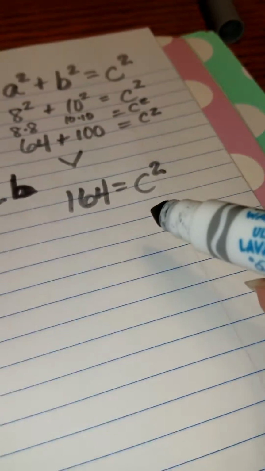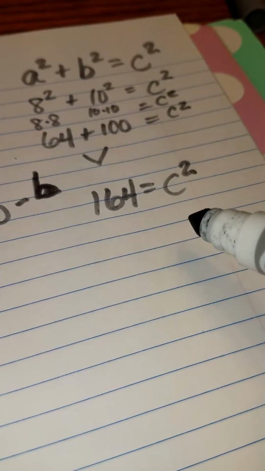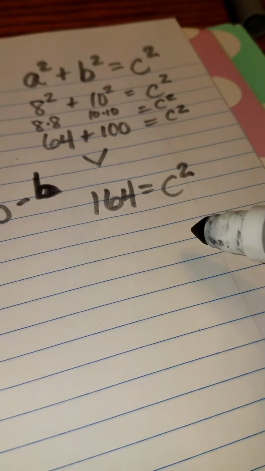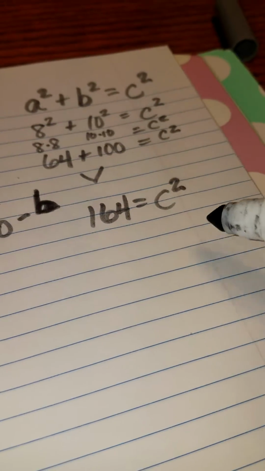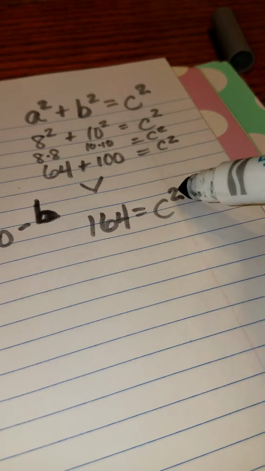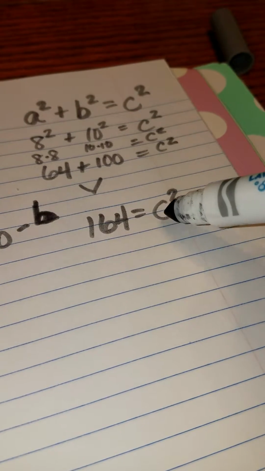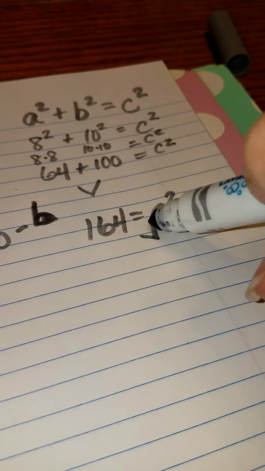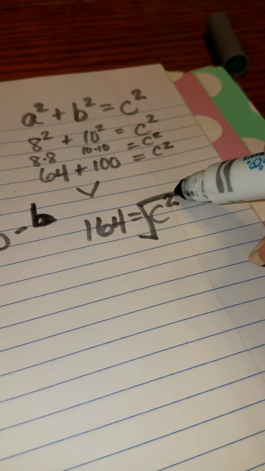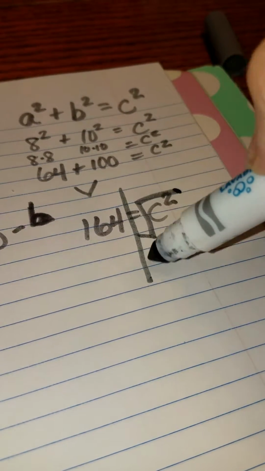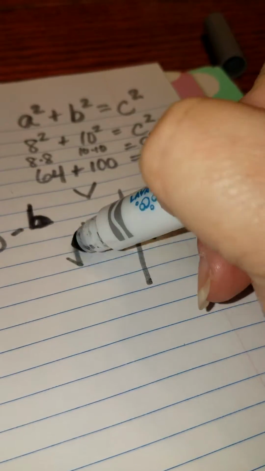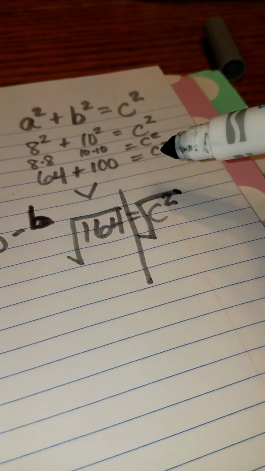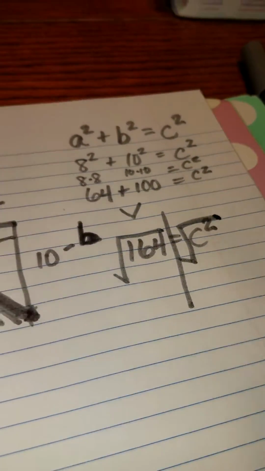So we have to remember something about solving equations. If I want to get the variable by itself, I have to undo what is happening to it. You should notice that we are squaring the c. So if I'm squaring the c, to undo that, I need to take the square root. But as we know with equations, if I do it on this side, I must do it on this side. Okay? Got to balance it out.